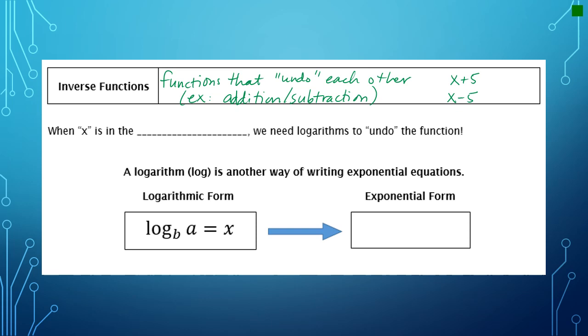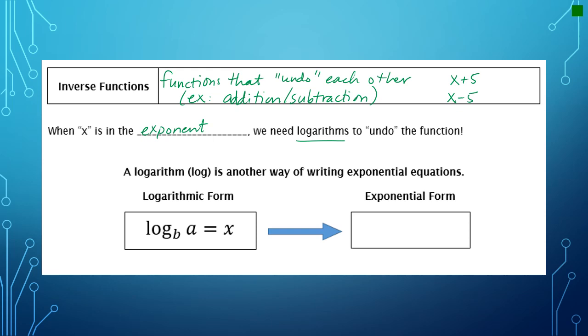All right, when the x is in the exponent, like all the examples that we did in lesson 1, where we're trying to solve equations where the x is in the exponent, we need these things called logarithms to undo the function. So exponential functions and logarithms are inverses of each other because they undo one another.